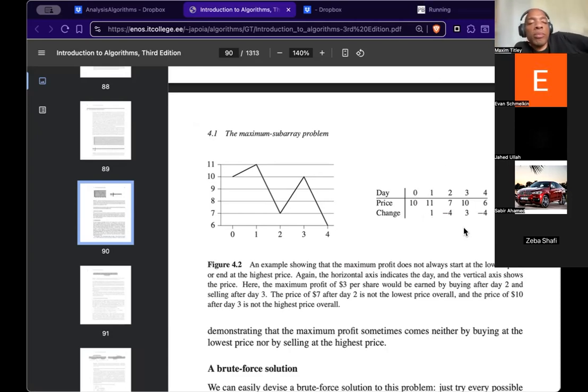So now, if we look at the changes though, you notice that from 0 to 1, that's a change of +1. From 1 to 2, we had a change of -4. From 2 to 3, we had a change of +3, and then finally a -4 again.